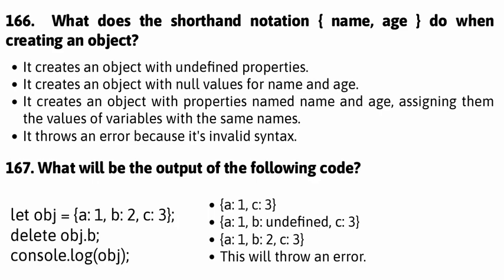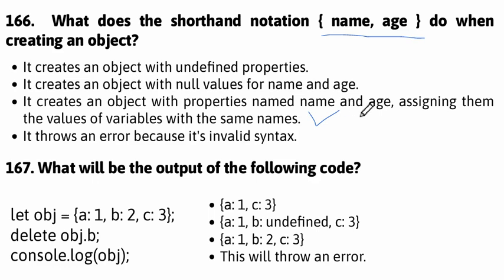Let's start our video. The first question is, what does the shorthand notation { name, age } do when creating an object? So we have discussed that this is the way we destructure an object, by giving variables to access the elements inside an object. So what does it do? It creates an object with properties named name and age, assigning them the values of variables with the same name. So the third one is the correct one.